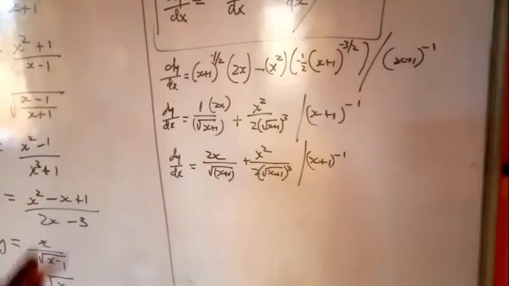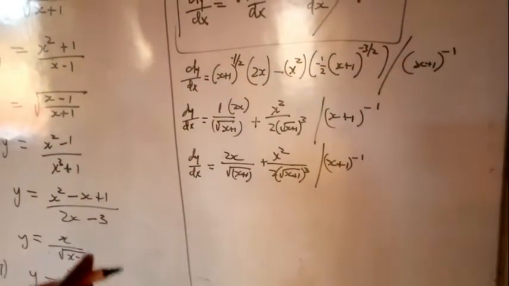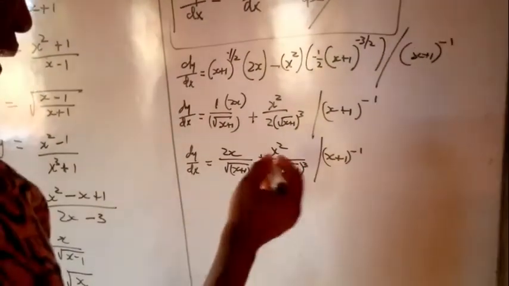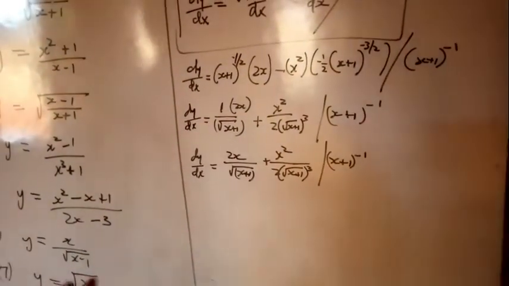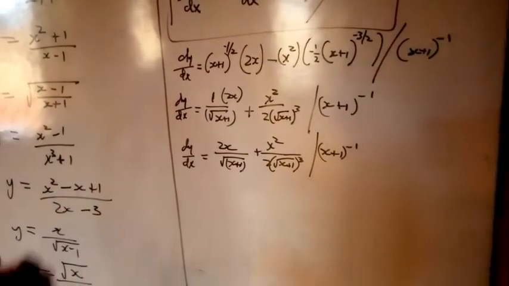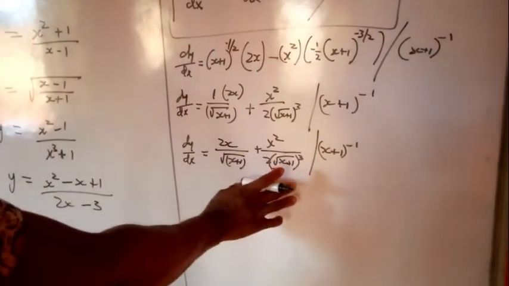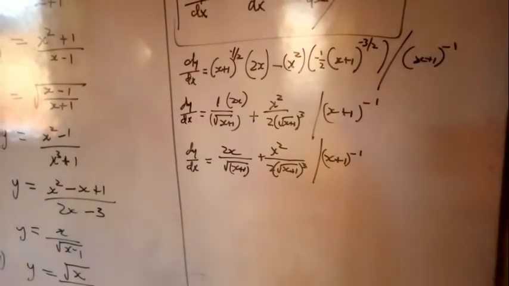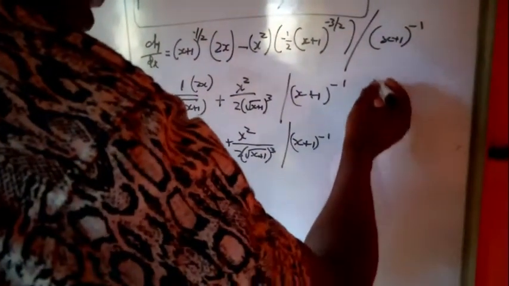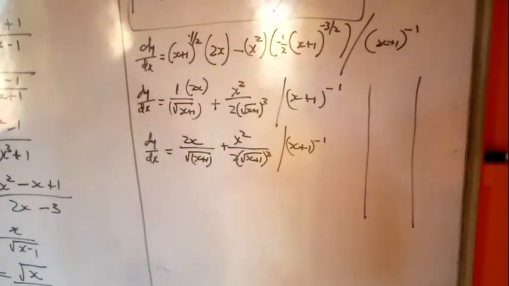2x over root x plus 1 plus x squared all over 2 root x plus 1 raised to power 3. Now, let's find the LCM of this. I don't want to just give you the answer of this LCM. Let us break it down and find the LCM by using our proper method.